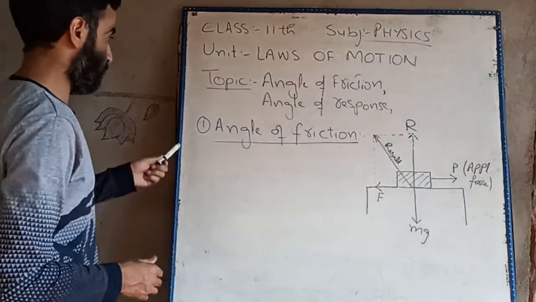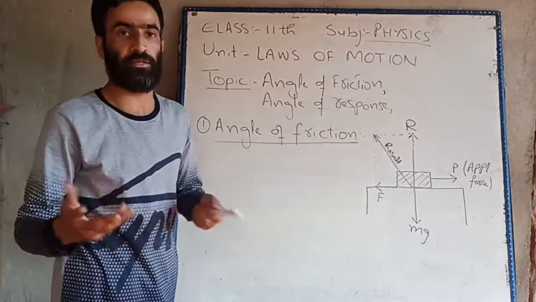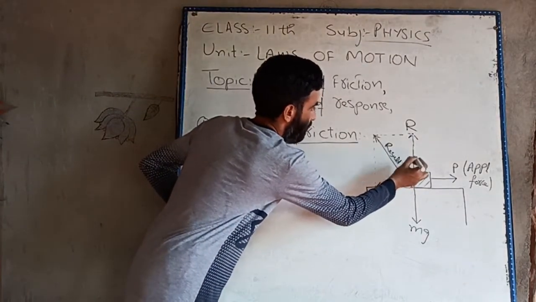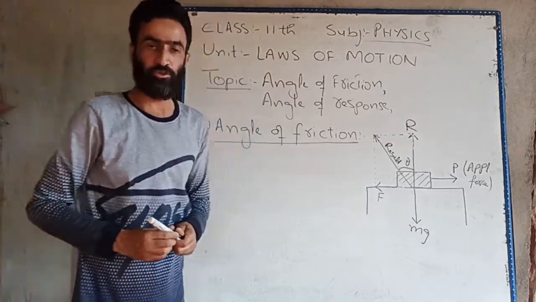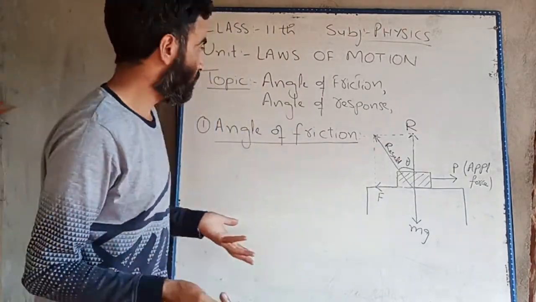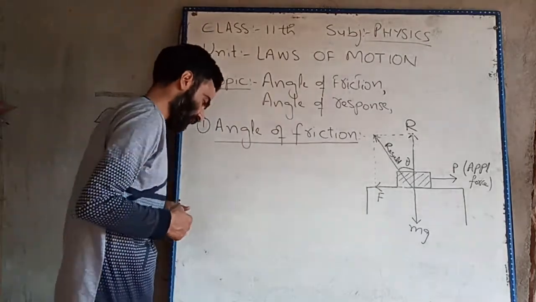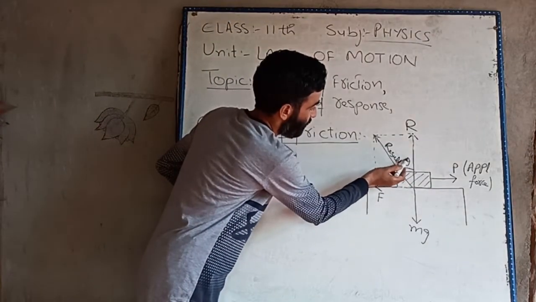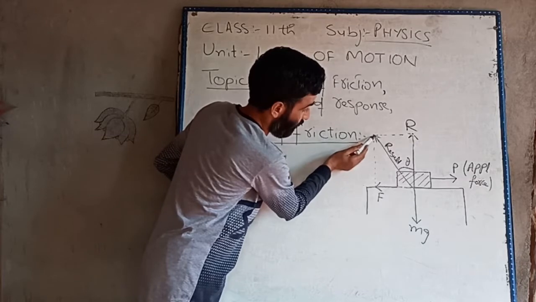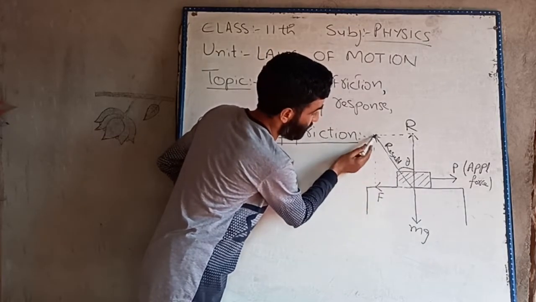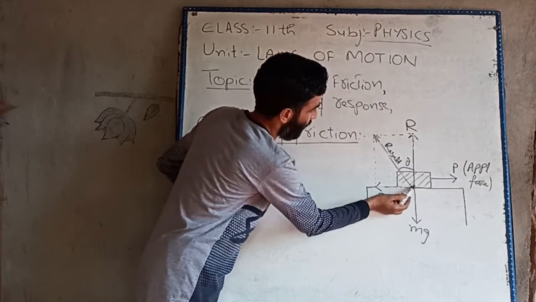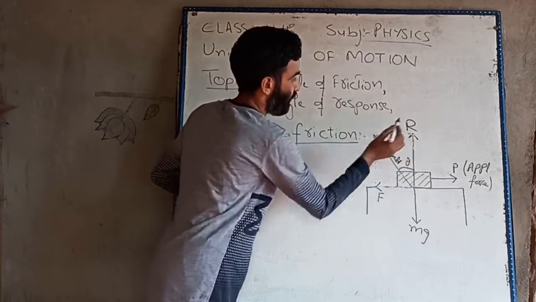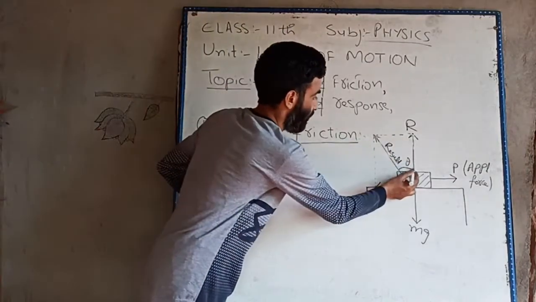Since we are going to take the angle of friction, now we can get it. See this angle theta here, this is the angle of friction. So what is the angle of friction? It is the angle which the resultant of force of friction and normal reaction makes with the normal reaction force.